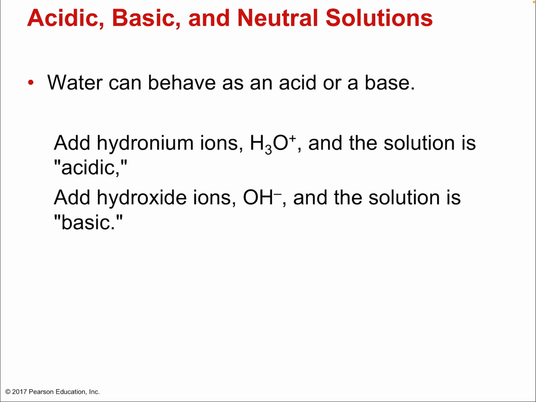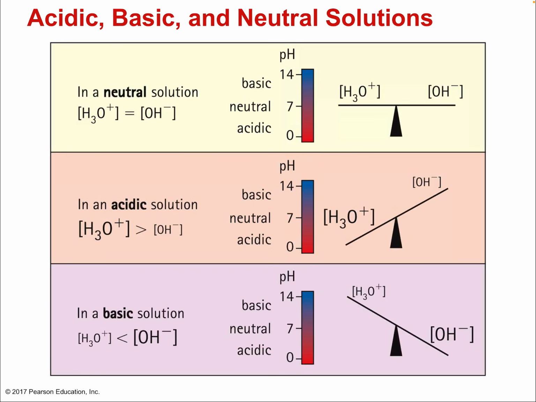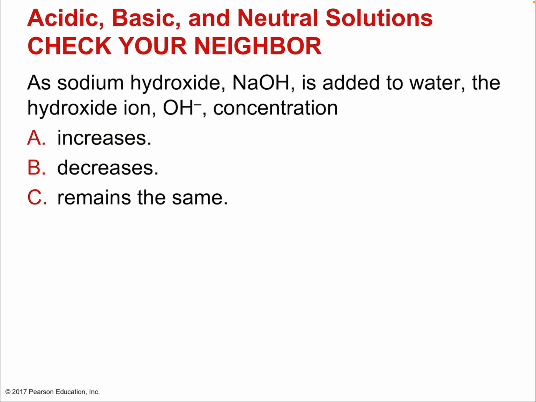Okay, so if you add hydronium ions, then the solution becomes more acidic. If you add hydroxide ions, the solution becomes basic. Therefore we can think of an acidic solution as having an excess of hydronium, and a basic solution as having an excess of hydroxide. Okay, excellent.